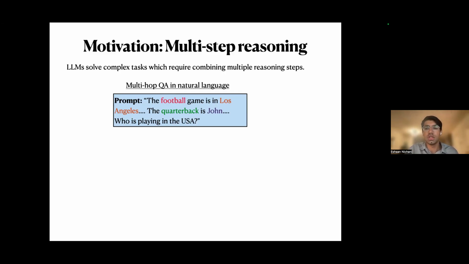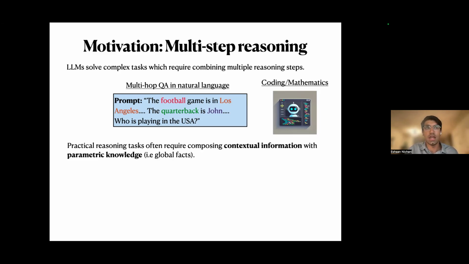Additionally, LLMs are used in domains such as coding or mathematics, where multiple steps of reasoning need to be composed in order to arrive at some correct answer. So these practical reasoning tasks often involve combining contextual knowledge, i.e. information provided in the prompt, with parametric knowledge, a term which has been used to refer to global facts that are not provided in context and must be learned via pre-training.